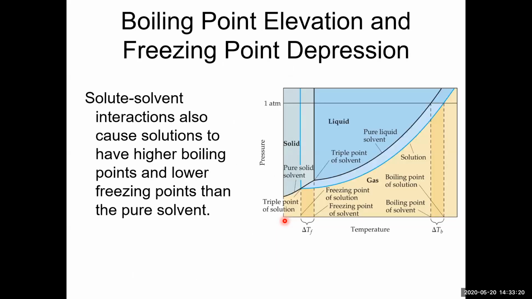Okay, so the next thing we're going to look at is boiling point elevation and freezing point or melting point depression. And so what happens is that when you have these solute-solvent interactions in the solution, they also cause the solutions to have higher boiling points and lower freezing points than the pure solvent. This is also related to the change in the vapor pressure.